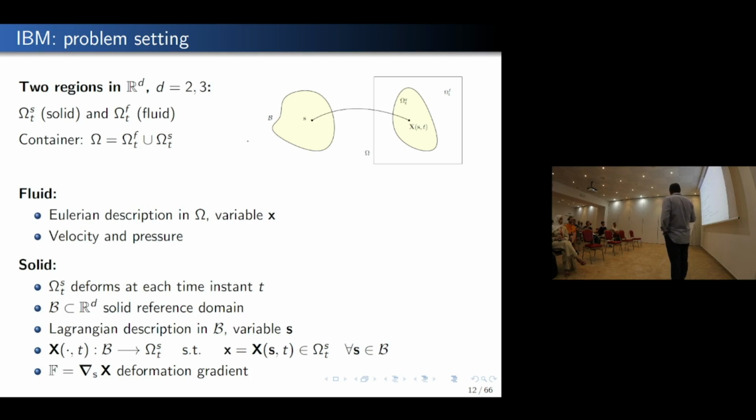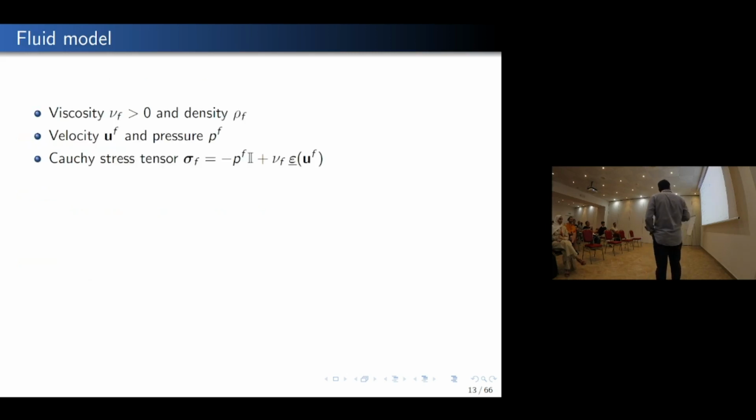And we call then F the deformation gradient. So the deformation, the gradient of the map X with respect to the Lagrangian variable s. And this is the picture, the same as before. Okay? So this is the simple concept.